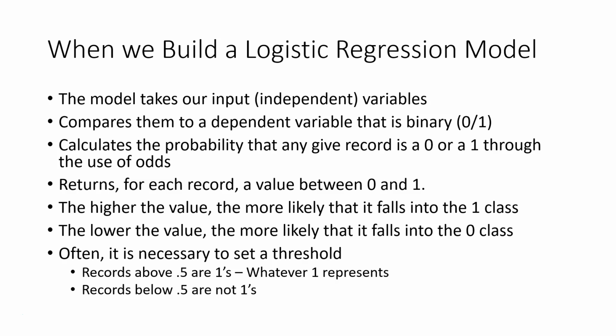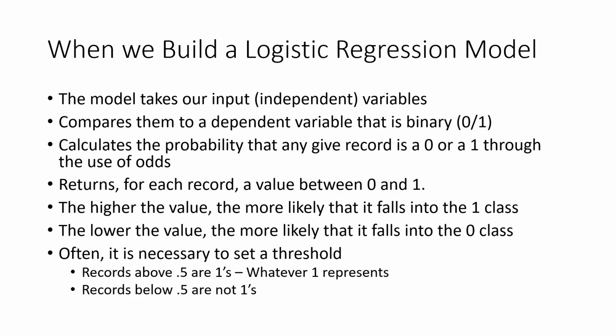So again, by taking a look at the independent variables, we run through the process of calculating a value of 0 to 1 to determine whether or not we should put it in class 1 or class 0. The higher the value, the more likely that it falls into the 1 class. And the lower the value, not necessarily that it falls into the 0 class, it's probably more likely that it just doesn't fall into the 1 class. It doesn't achieve whatever threshold we've set to put it into the 1 class.